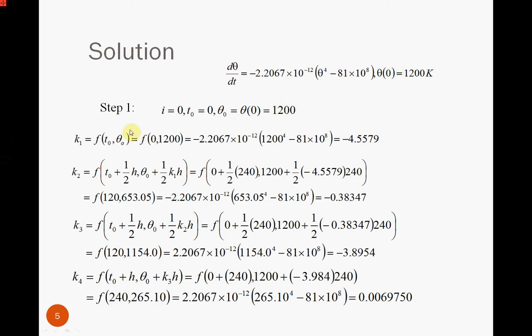So we want to do step 1. So we want to get our first slope. From the first slope we get the second slope.